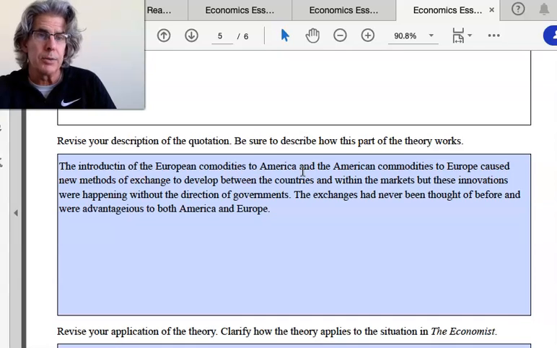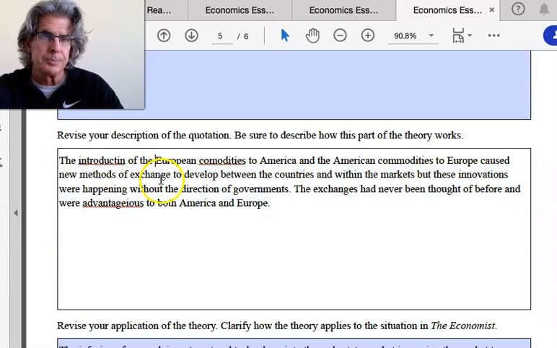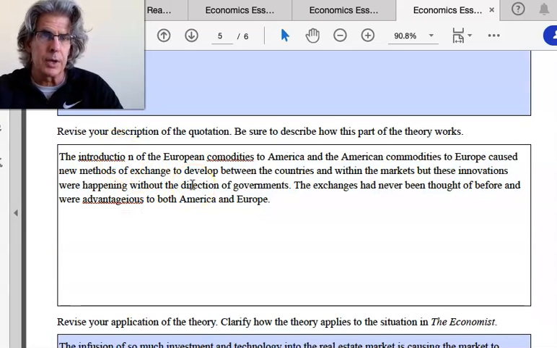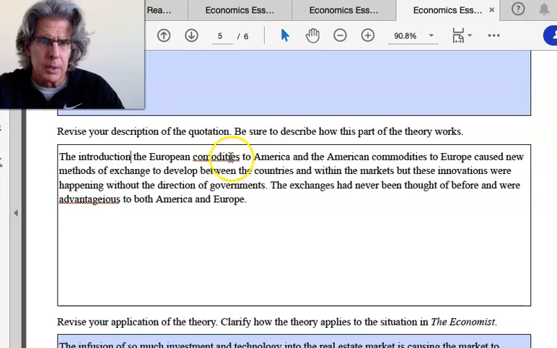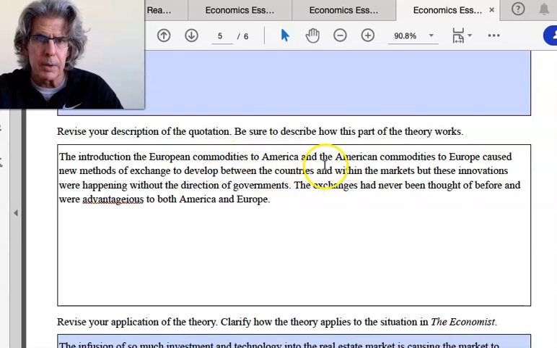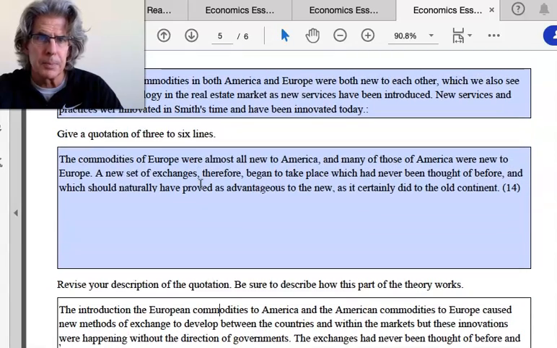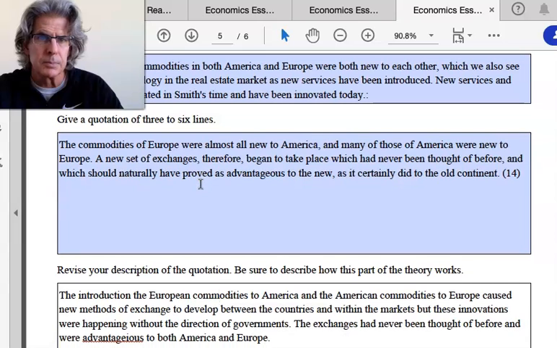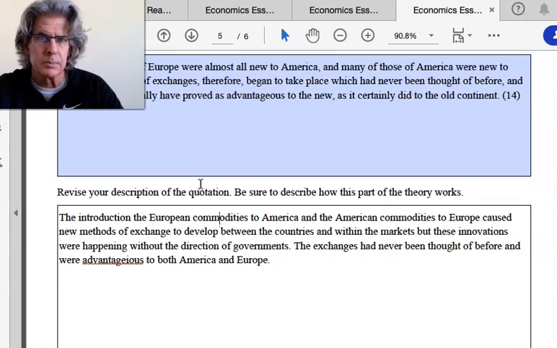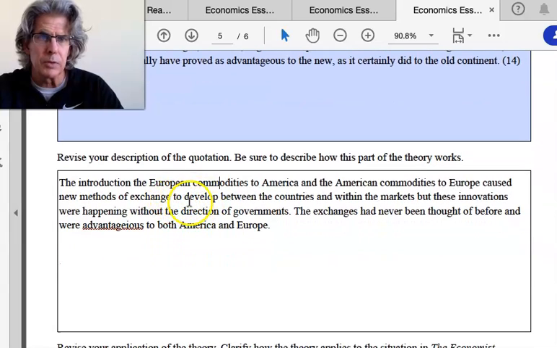And now I want to revise this. The introduction of the European commodities. I'm just going to say European commodities. And these are the kind of things you revise. Of European commodities to America and the American commodities to Europe cause new methods of exchange to develop between the countries and within the markets.